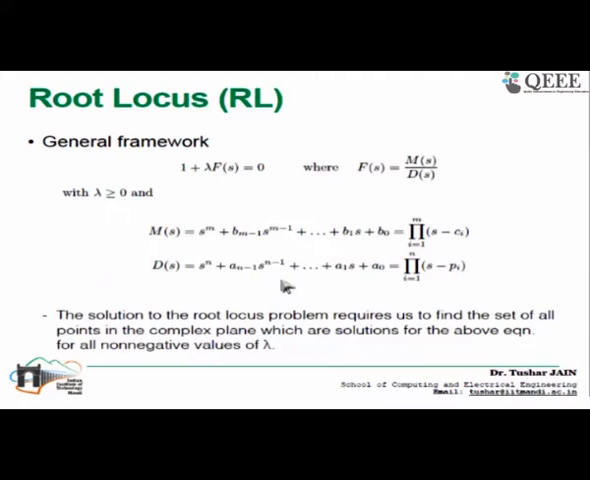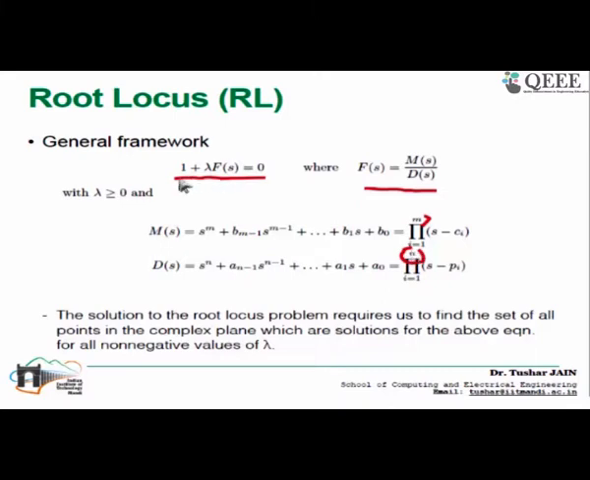We have the polynomial which is represented in this way: 1 plus lambda f of s is equal to 0, where lambda is an unknown parameter and f of s is a known transfer function, represented as the ratio of m over d. The order of the numerator we call small m, and for the denominator we put small n. So now the solution to the root locus problem requires us to find the set of all points in the complex plane which are solutions for the above equation for all non-negative values of lambda, right?